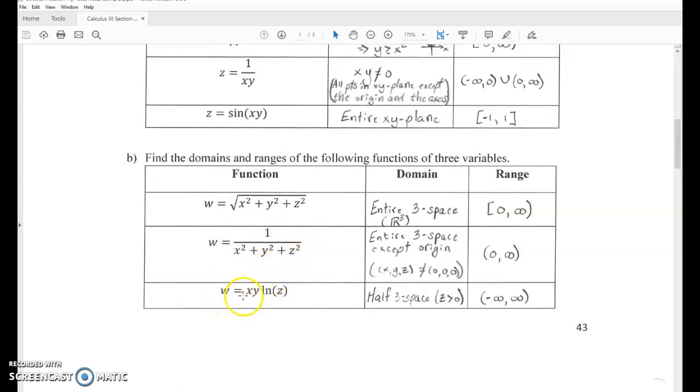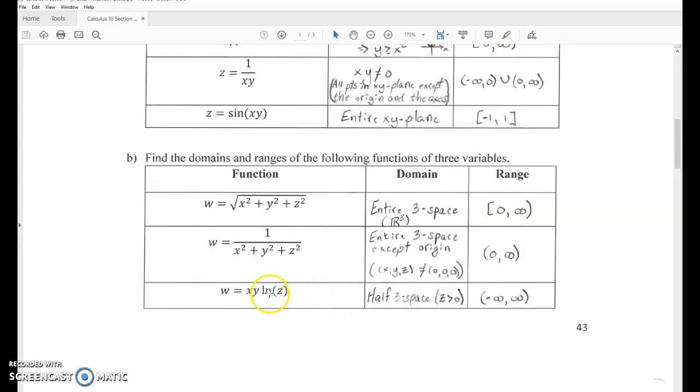Or what about w equals xy times the natural log of z? Okay, so x times y, there's nothing wrong with that. That's fine. I'm thinking natural domain. The only thing you have to worry about is the natural log function. You have to remember you cannot take the natural log of any negative number or 0. So this means that x and y can be anything, but z has to be greater than 0. So it's half of the 3 space, only where z is positive. So it's everything above the xy plane and not including the xy plane.